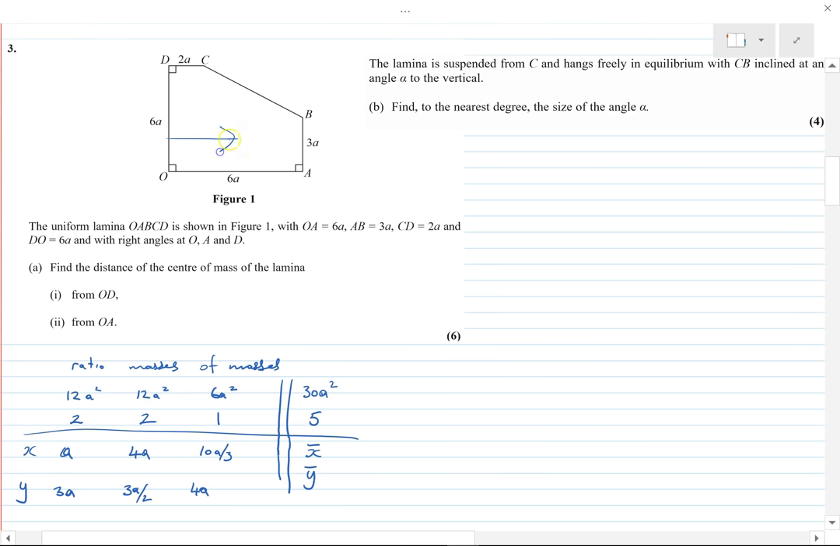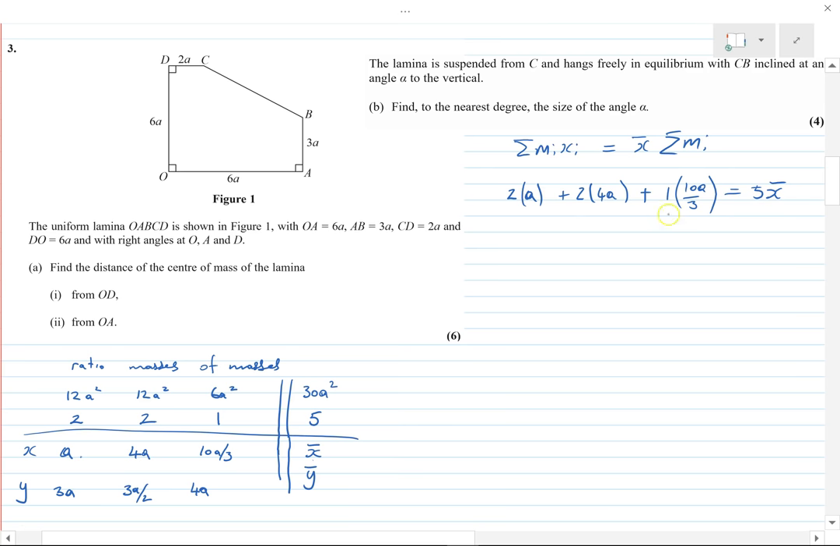Alright, so we want the x bar, the distance OA and OD, which is going to be our x bar and y bar as we set it up. So we can use the formula. I'll write it down. MI XI is equal to x bar sigma MI, but basically that means that we've got this times this plus this times this plus this times this equals this times this. So 2 times a plus 2 times 4a plus 1 times 10a over 3 equals 5x bar.